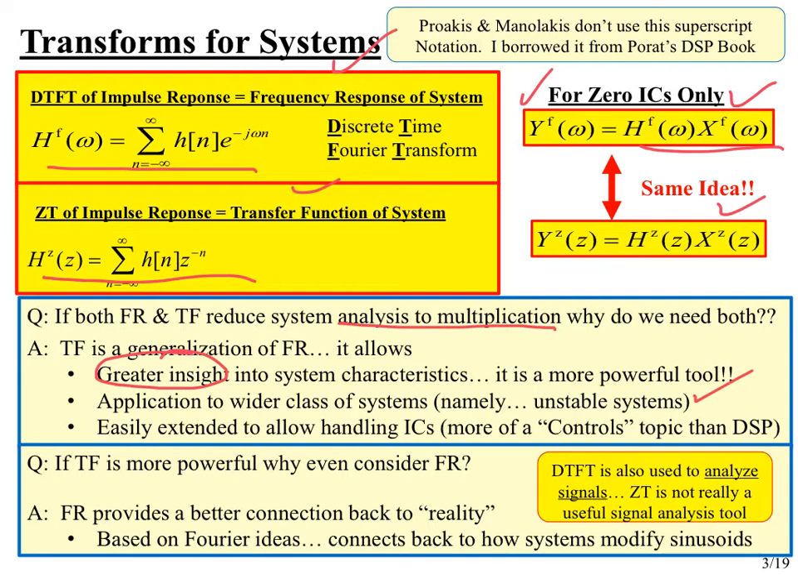And then another thing, and this is more from a control systems point of view than a DSP point of view, although it does show up every once in a while in DSP. But the transfer function idea, and more generally the Z transform tool as a whole, allows us to analyze systems with initial conditions, whereas the DTFT viewpoint does not allow us to handle that.